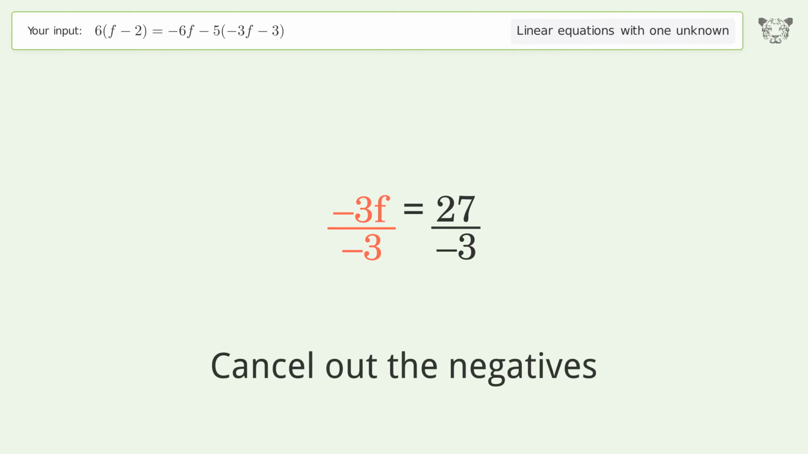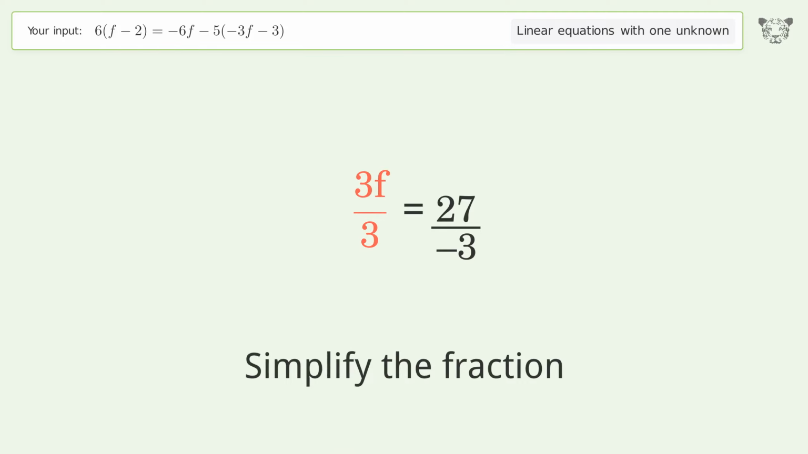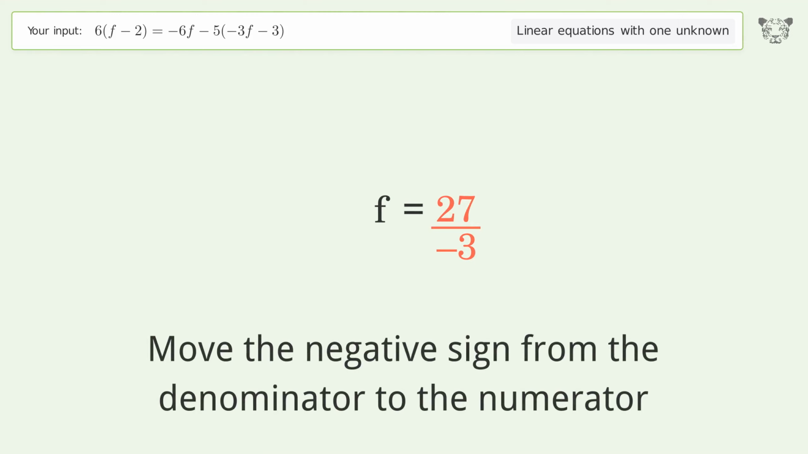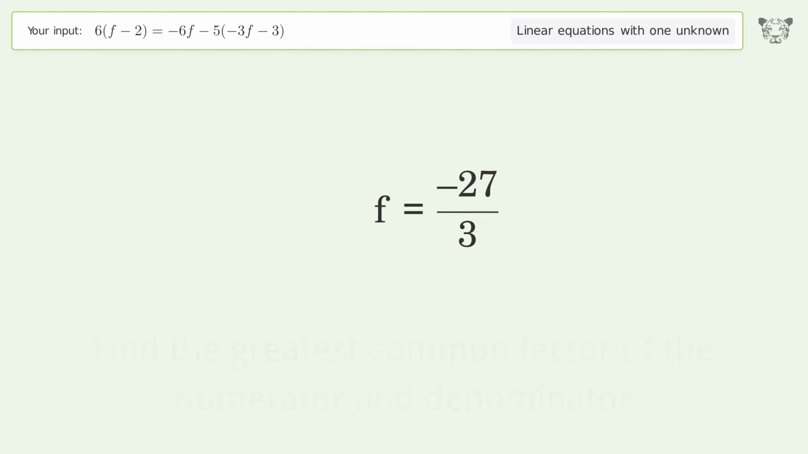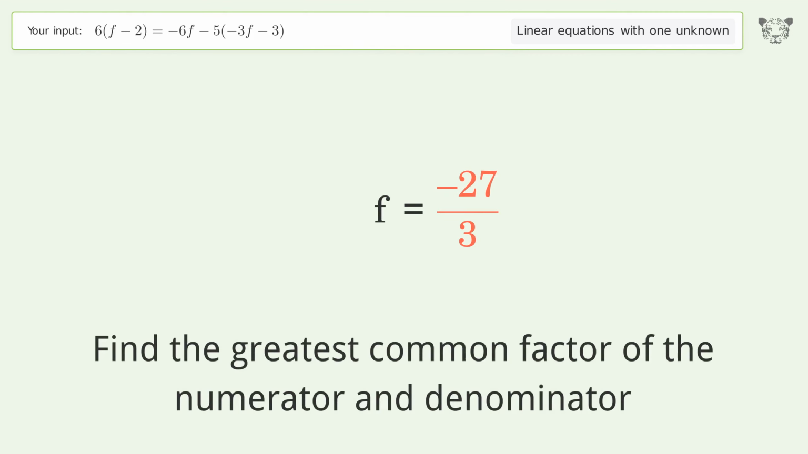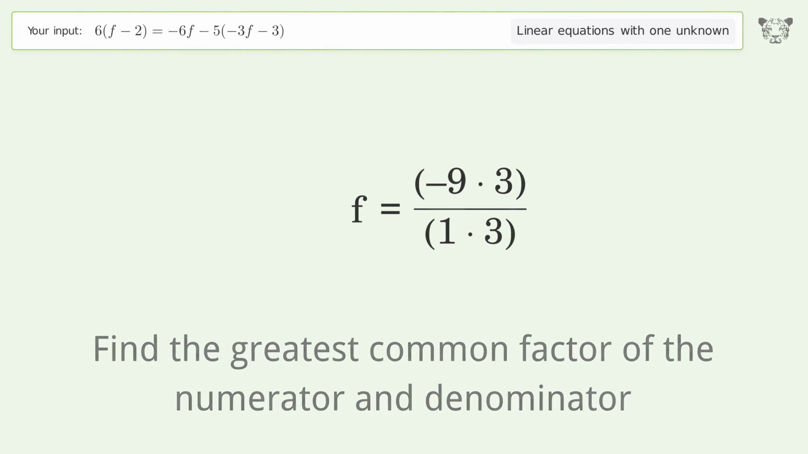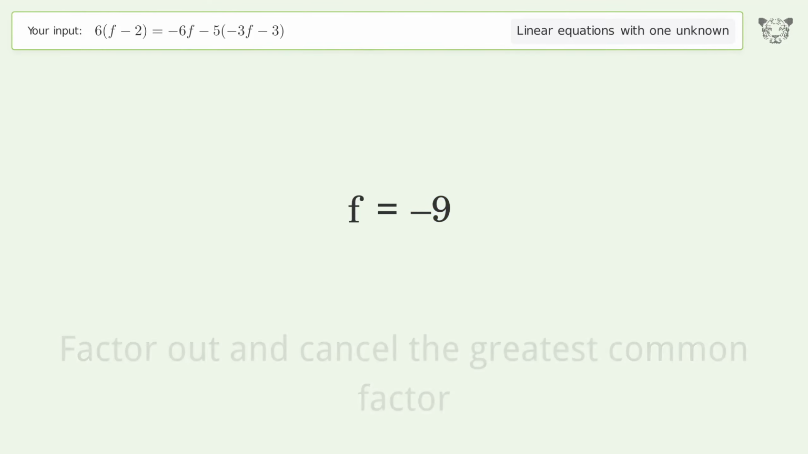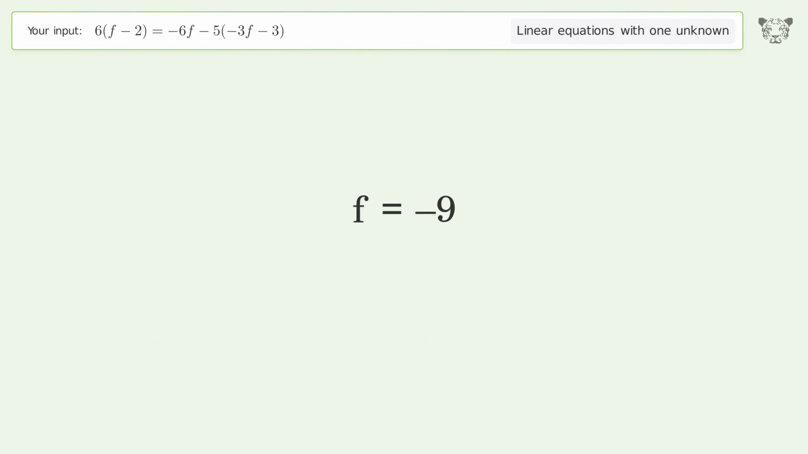Cancel out the negatives. Simplify the fraction. Move the negative sign from the denominator to the numerator. Find the greatest common factor of the numerator and denominator. Factor out and cancel the greatest common factor. And so the final result is f equals -9.